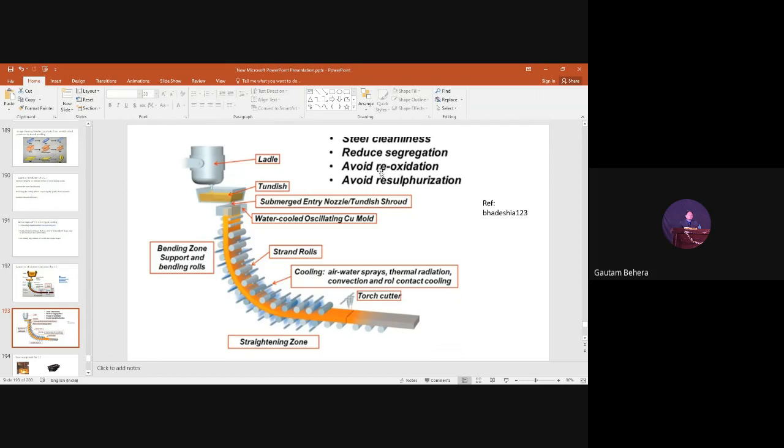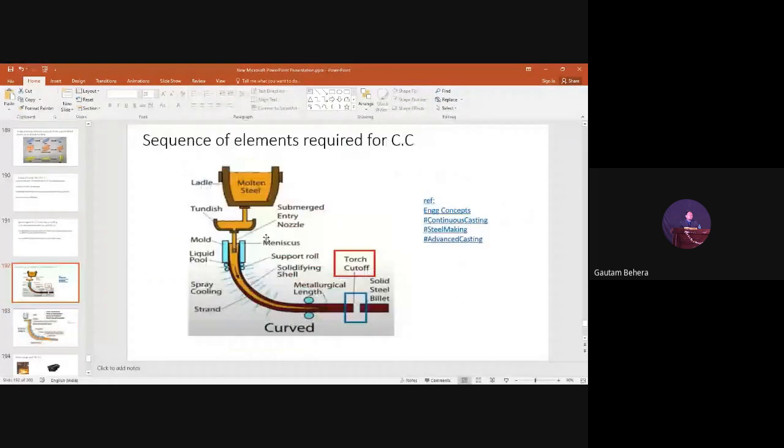Then next, we can avoid reoxidation. Already I have told you how we can prevent reoxidation. Reoxidation can be prevented by using synthetic slag in the tundish, because the synthetic slag will float on top of the tundish and cut off the contact of this liquid steel with the atmosphere, right? So oxygen access into the steel will not be there, so we can prevent reoxidation. And then we are using this submerged entry nozzle.